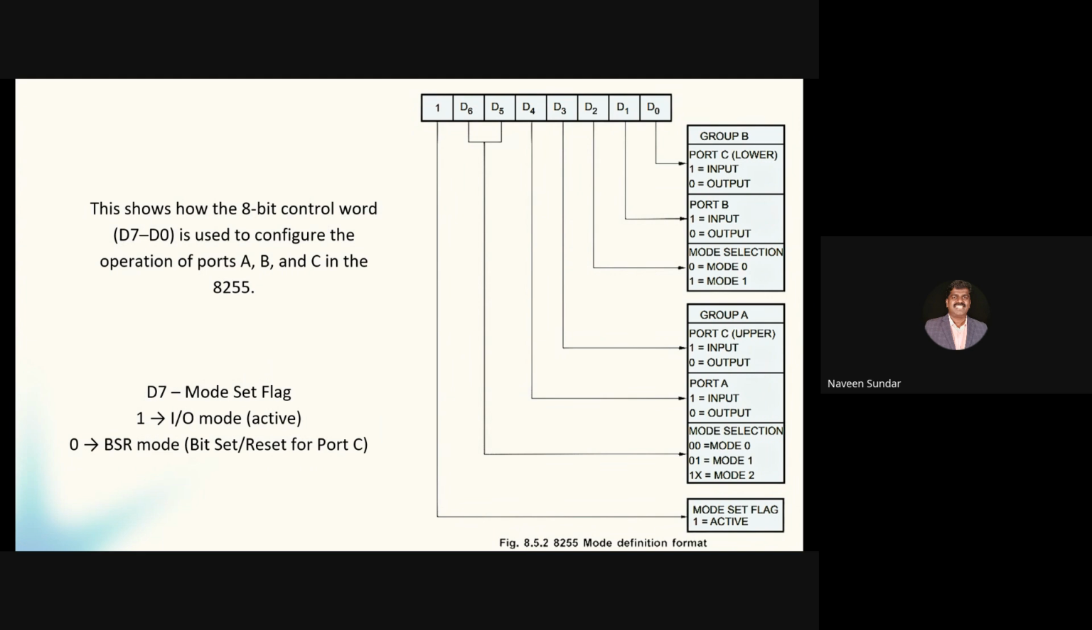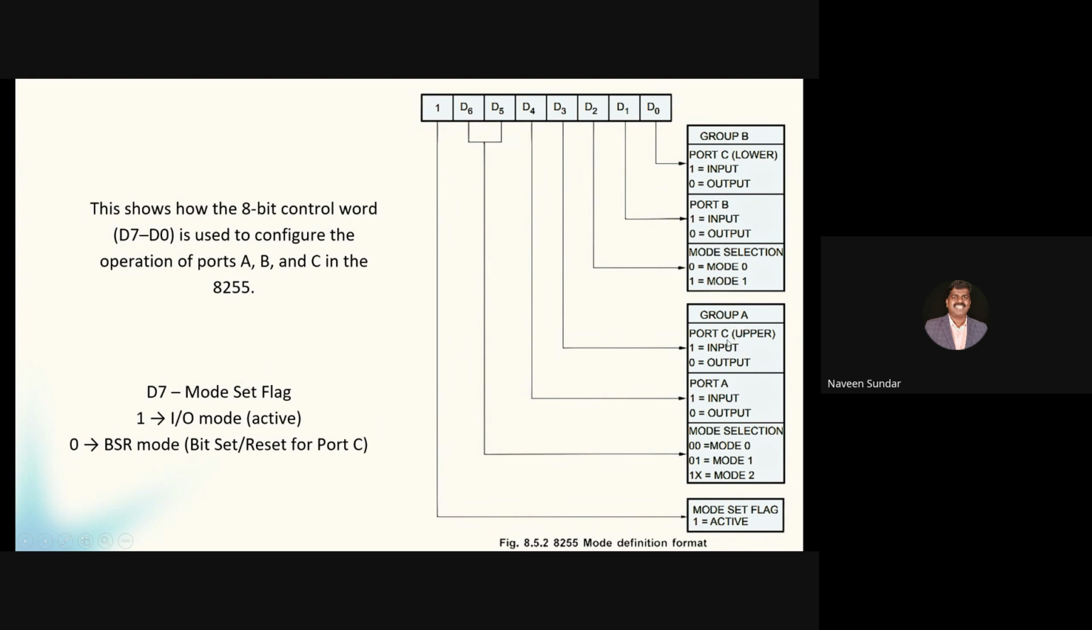For example, group B means you have port C lower and port B. Here, 1 means input is taking place and 0 means output. That is for port C lower, so D0 is designated for port C lower, and D1 is designated only for port B, that is PB0 to PB7. Again, 1 means input and 0 means output. Since only these two ports are here, we have a mode selection of 0 or 1.